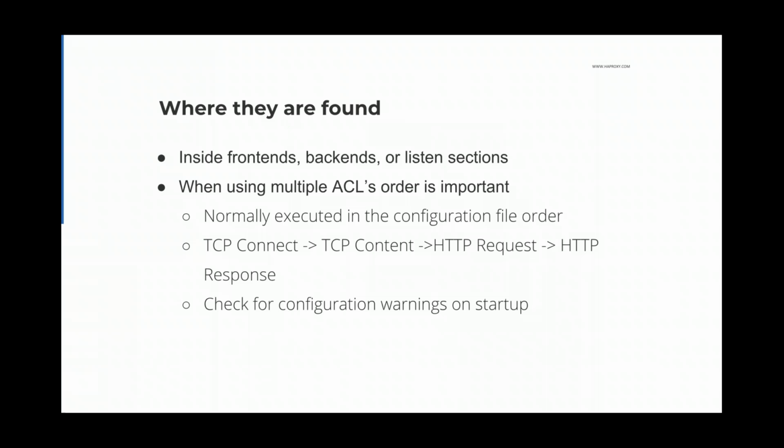Normally ACLs are executed in order from top to bottom of the config. So as we go through the actions, that's pretty much how you define what order they're processed in. If something goes through and sends it to a different backend, that will stop processing and that type of thing. The exception to that is that they are processed in the TCP connect, TCP content, HTTP request, and HTTP response action phases, which we'll talk more about later.